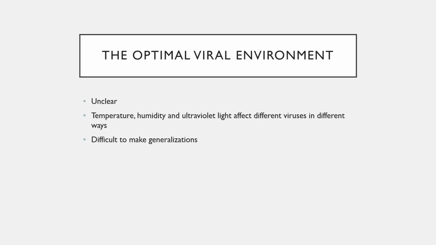What exactly is the optimal environment for a virus? Well, that's kind of unclear. Some viruses live in the environment for hours or days, but some fall apart right away. Soaps, detergents, and alcohol do a good job at breaking down the capsid of viruses. Many experiments have been done to figure out the optimal environment for a virus. Factors such as temperature, humidity, and ultraviolet light affect various viruses in different ways. There's no way to make broad generalizations about what the optimal viral environment is.